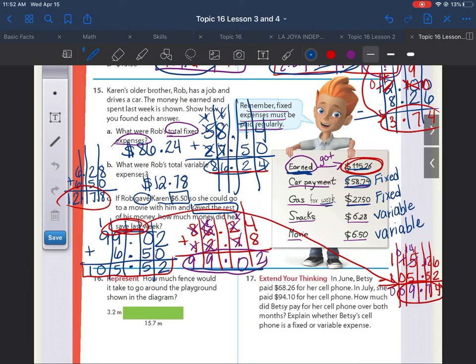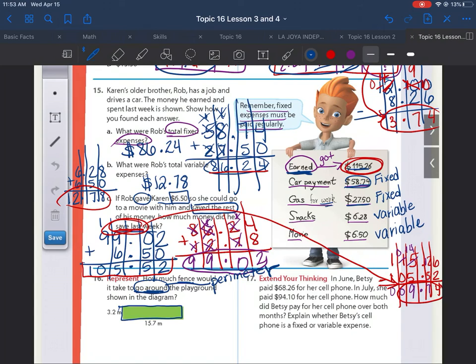Question number 16. How much fence would it take to go around the playground shown in the diagram? Now, right here is talking about fence. And it says to go around. If you remember the song, perimeters all around, perimeters all around. Oh, don't you know, perimeters all around. So if I'm going to go all around, that means I'm looking for my perimeter. Add up all sides.